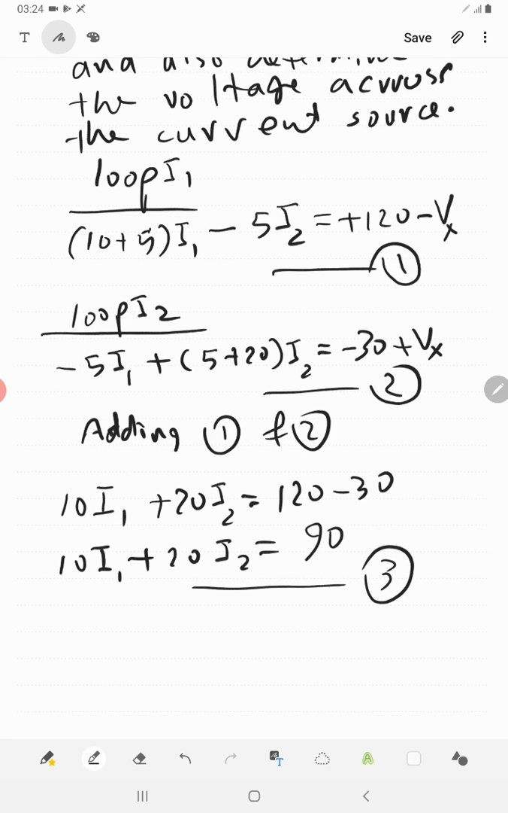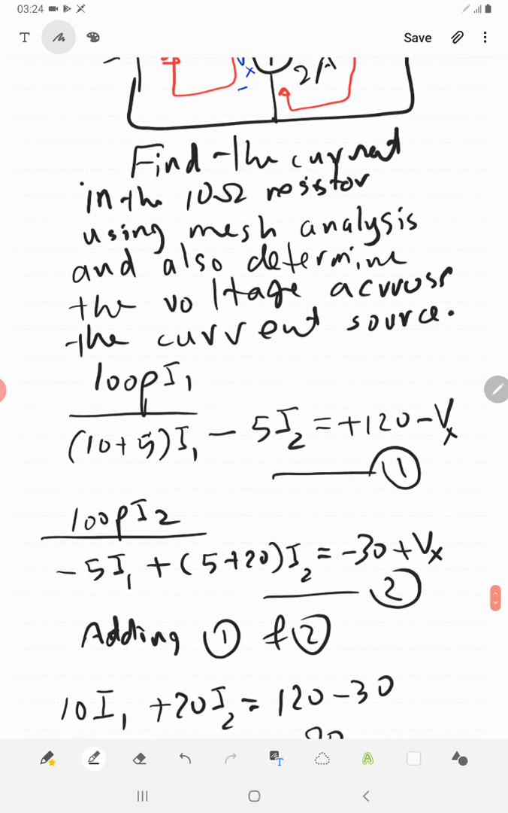In fact, what we have, 3 variables, I1, I2, and Vx. But if we get rid of Vx, we have 2 variables, I1 and I2, and we have a single equation. Basically, we have 3 variables, I1, I2, Vx. We need 3 equations. We have only 2 equations. But we added this and this to get rid of Vx and obtain only a single equation. So the extra equation we need, we can get it from the current source.